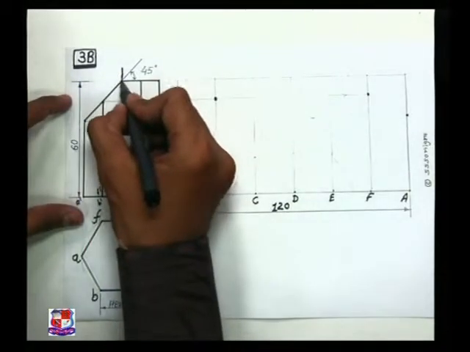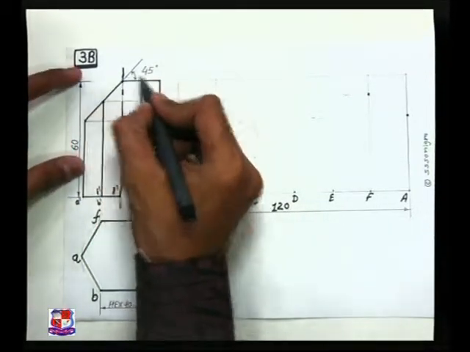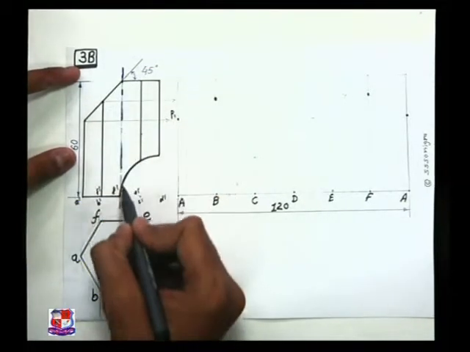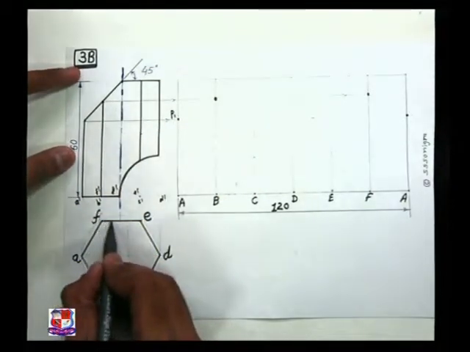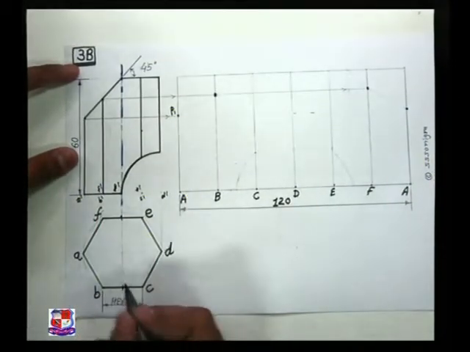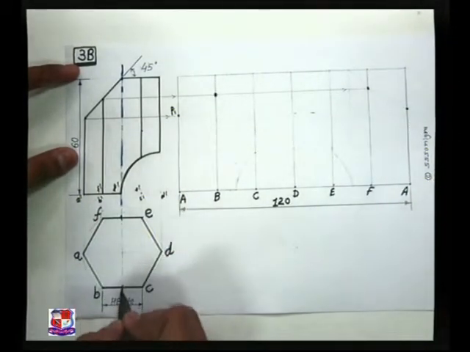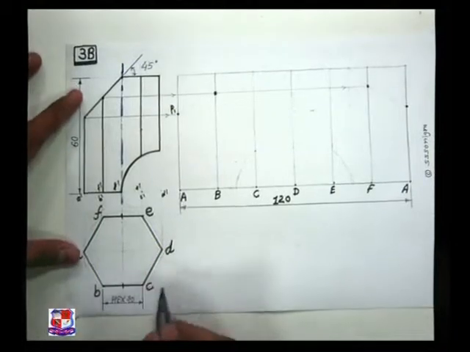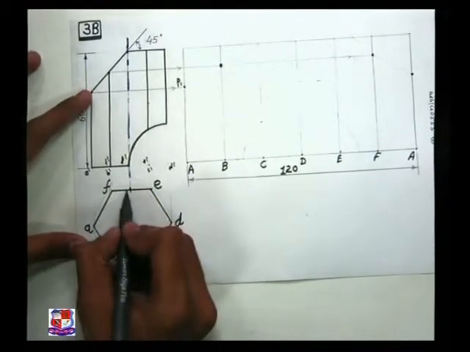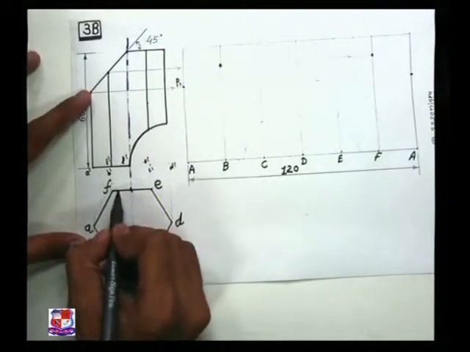Now think about this point, where it would be in this developed portion. So for that, draw a vertical line from here, and that vertical line will cut the top view at 2 points. One point is here, another point is here. So these 2 points are midpoints of the respective line segments. This point is the midpoint of BC, and this point is the midpoint of EF.